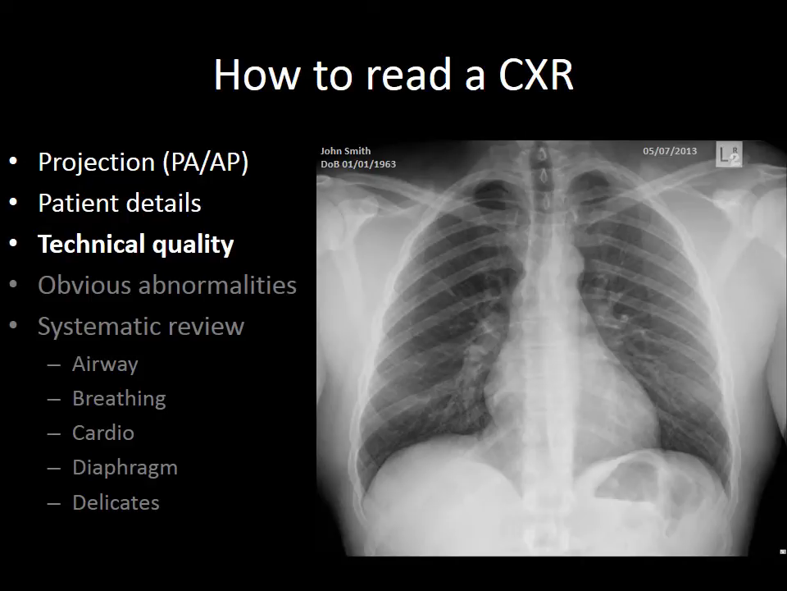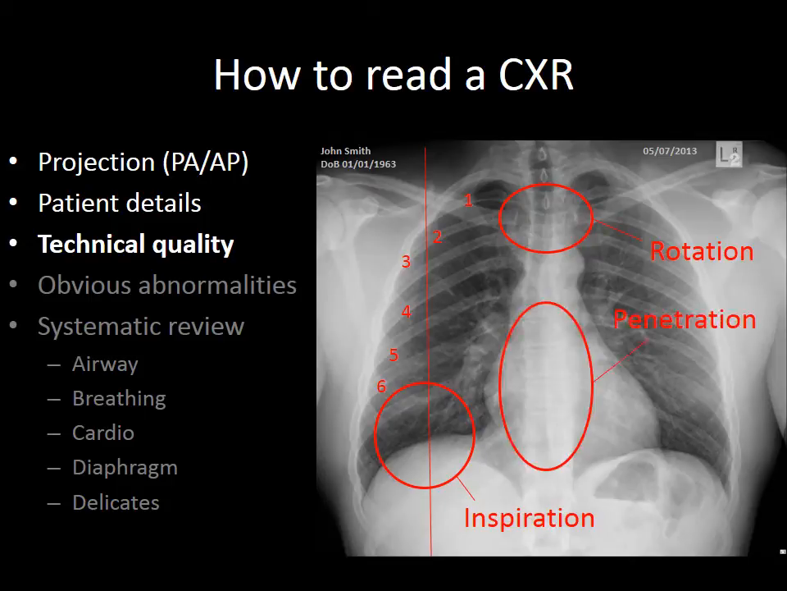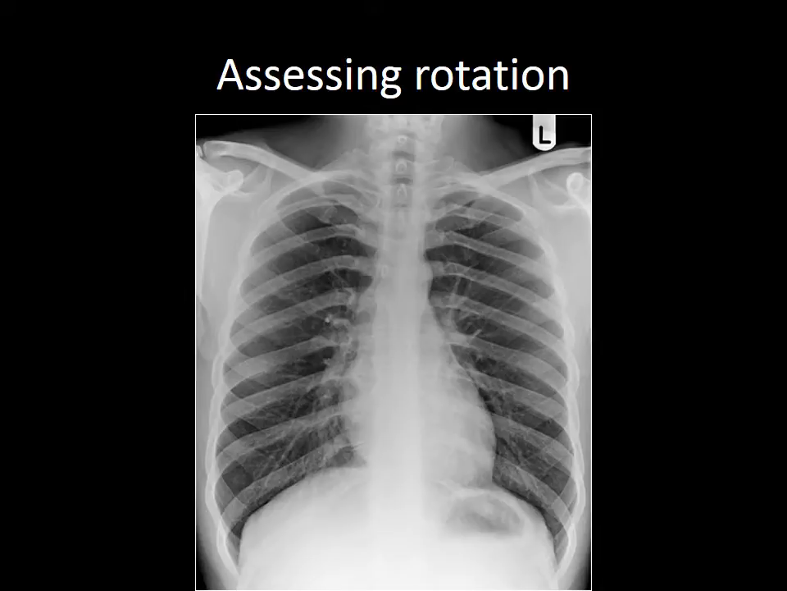There are 3 components to assessing technical quality on a chest x-ray: rotation, inspiration or inspiratory effort, and penetration. Rotation is easily assessed in the following way. The medial ends of both clavicles should be the same distance away from an imaginary line formed by the spinous processes. This demonstrates that the patient is not rotated.